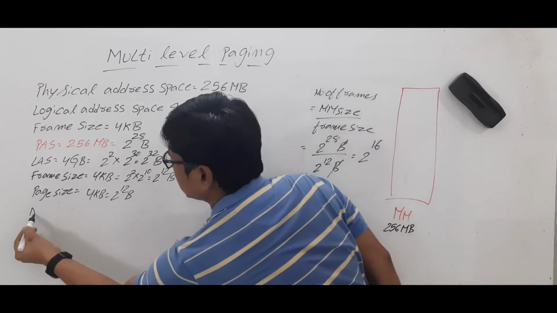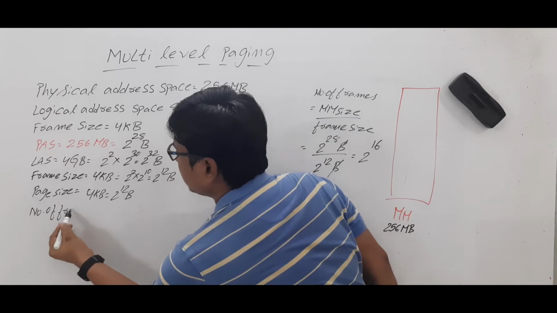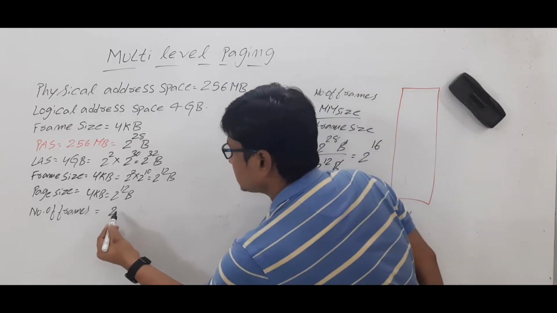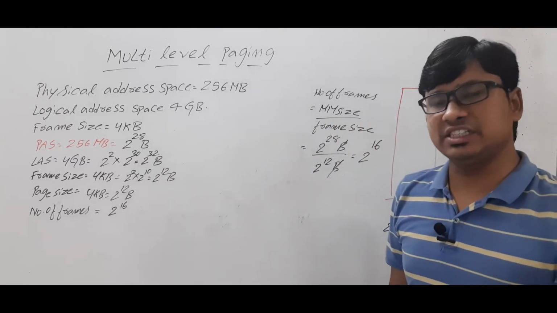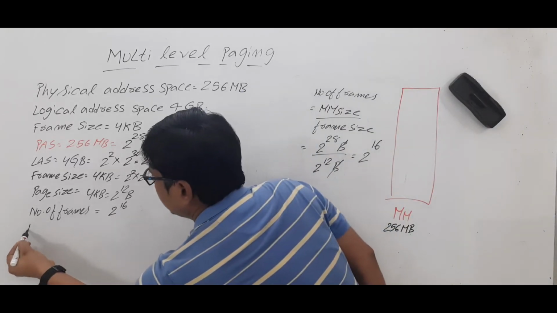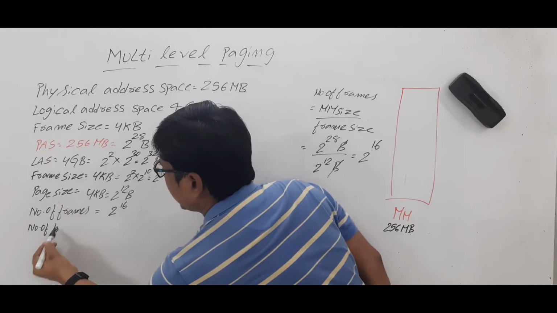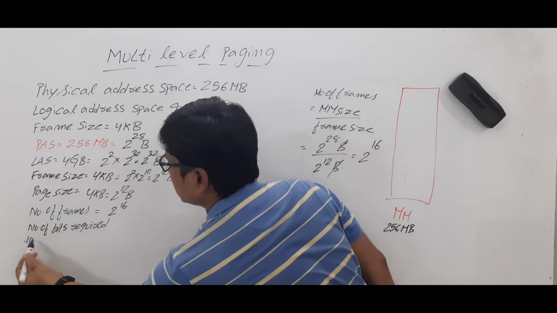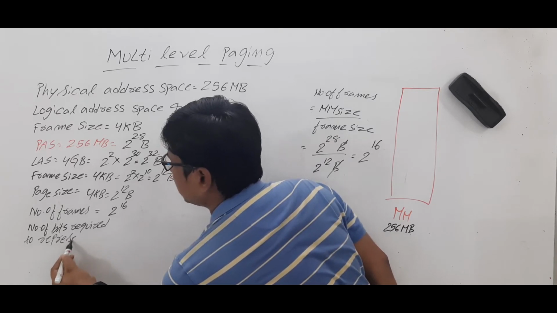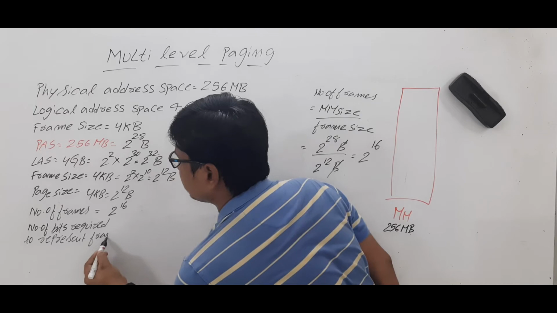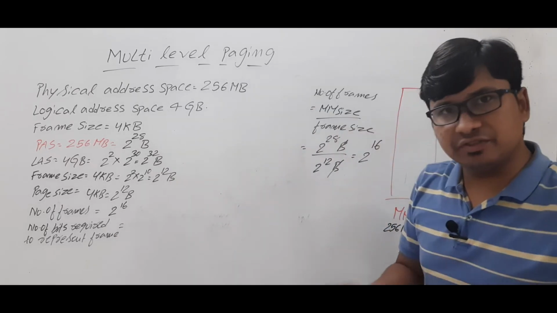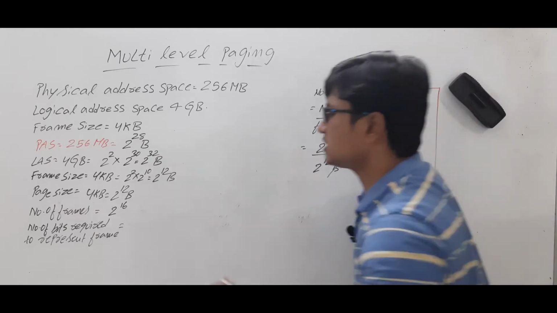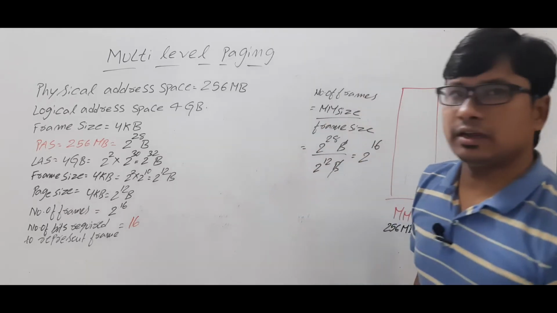Okay, you can write it. Number of frames is equal to 2 power 16. If you have 2 power 16 frames, how many bits are required to represent one frame? You need 16 bits. Is it clear? Are you able to understand?